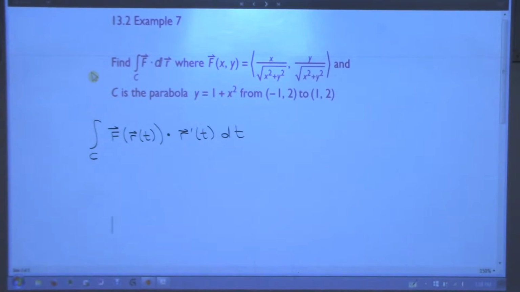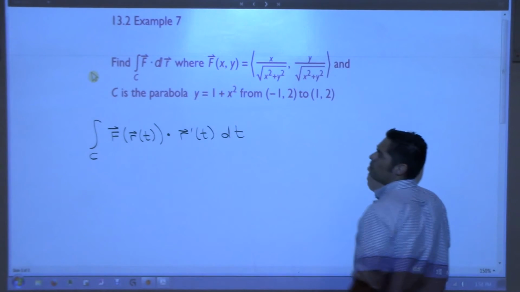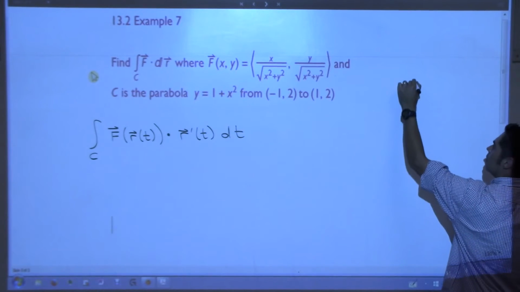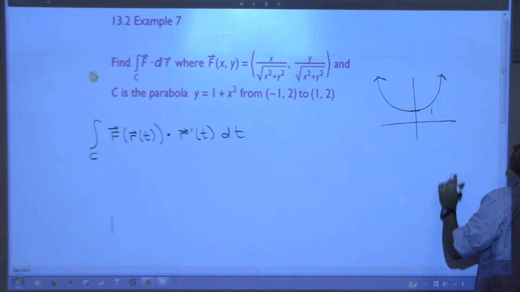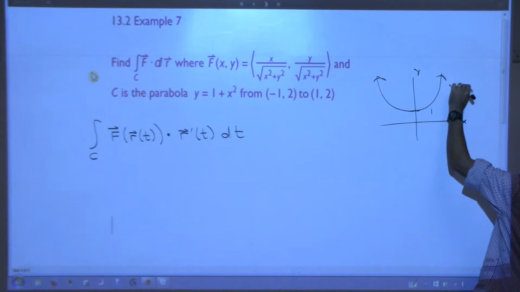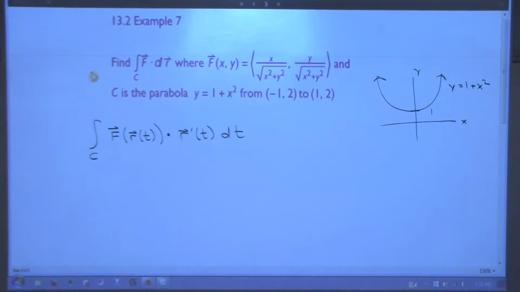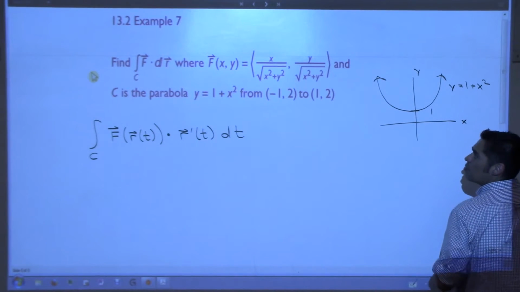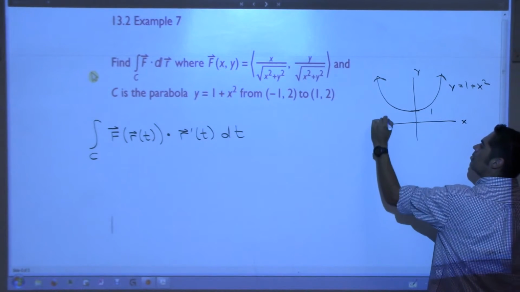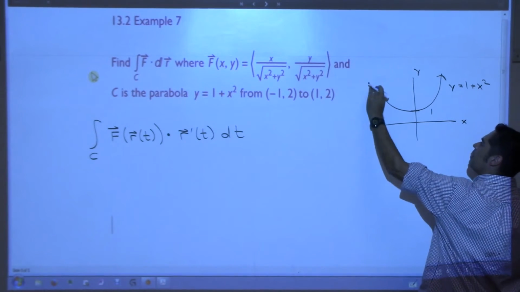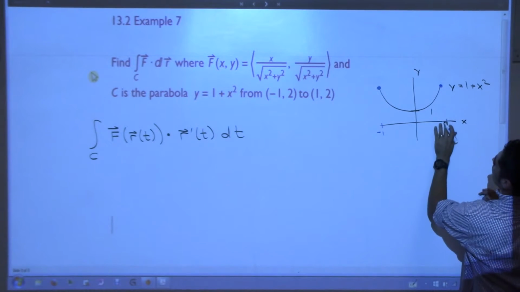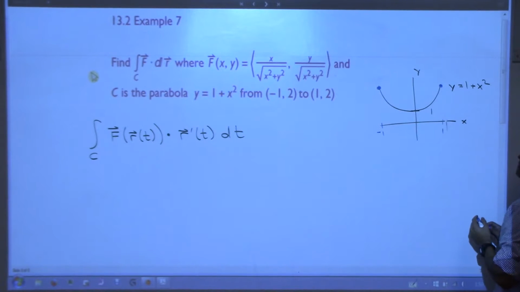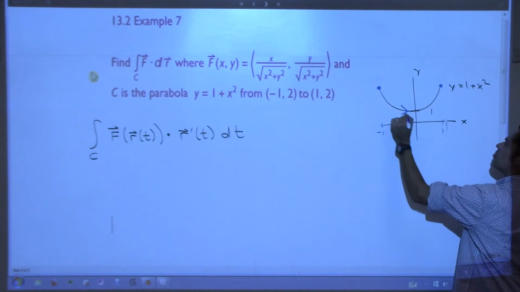So r is this curve. It's the parabola y equals 1 plus x squared, which I think we're comfortable with what that looks like. But I need to write that as a vector function. And I'm only supposed to go between -1, 2, which is here, so I need to cut that off. And I'm supposed to go to 1, 2, which is here, cut that off. Right? And I'm supposed to go in this direction.